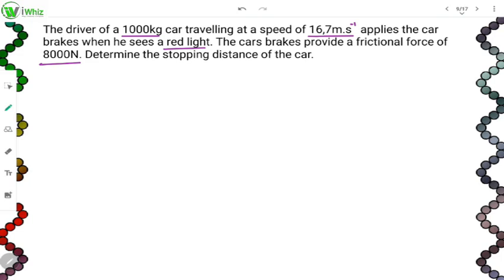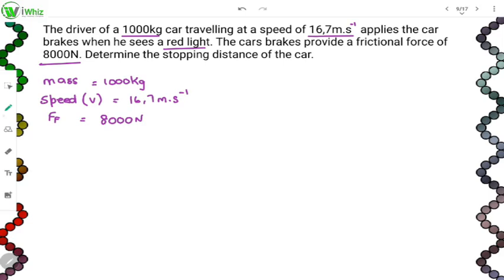So what do we have in this example? We have the mass of the car, which is equal to 1,000 kg. What else do we have? We have the speed, and speed is also the velocity, which is equal to 16,7 meters per second. And then we have the force of friction, which is equal to 8,000 newtons. We want to know the stopping distance of the car. So the first step is to look at what is given and see if they are all in their SI units, and they are. Then we can look at step 2.